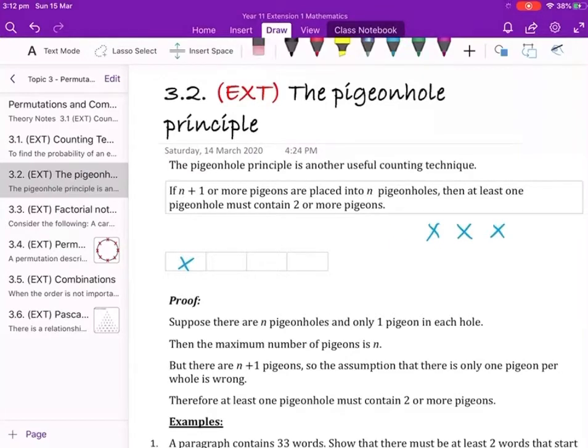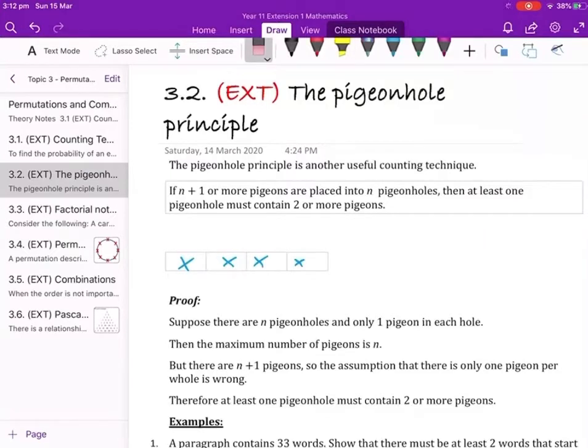If we move our second one, we can put it into the second box. If we move our third one, we can put it in the third box. And if we move our fourth one, we can put it in the fourth box. But we still have one pigeon over here that we need to put into one of the holes.